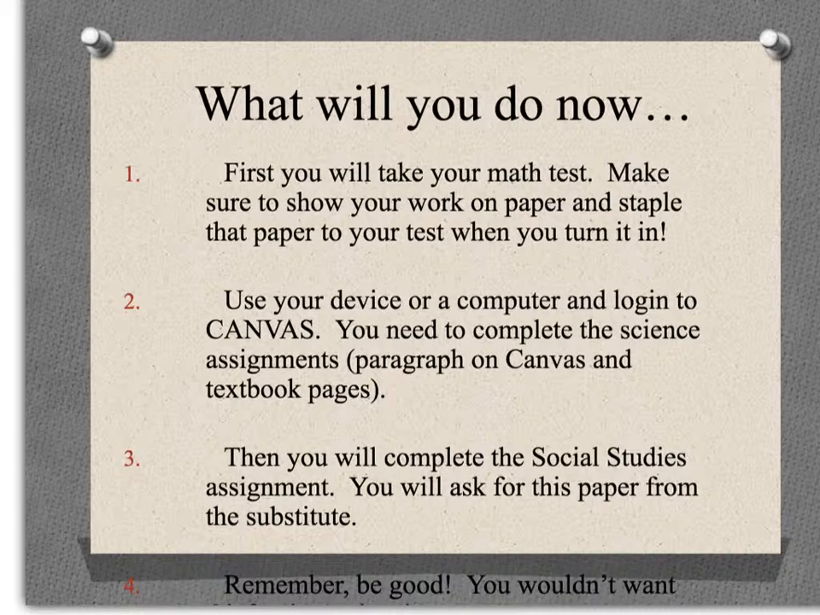When you're done with your math test and it's turned in, you're going to use your device or a computer and go to Canvas. You need to complete the science assignments, the paragraph on Canvas, and the textbook pages. Finally, complete the social studies assignment. You'll get this from the substitute. You'll be reading about the Castillo.